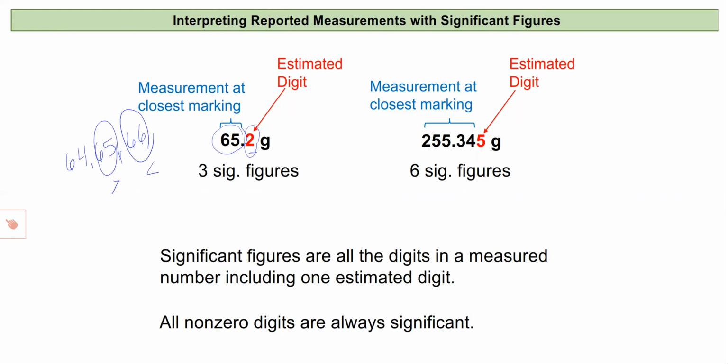If I compare that to a mass measurement like this next to it that has 6 significant figures, I know that this measuring device was able to have markings at 255.33, 255.34, 255.35, and that my measurement fell somewhere in between these 2 markings.